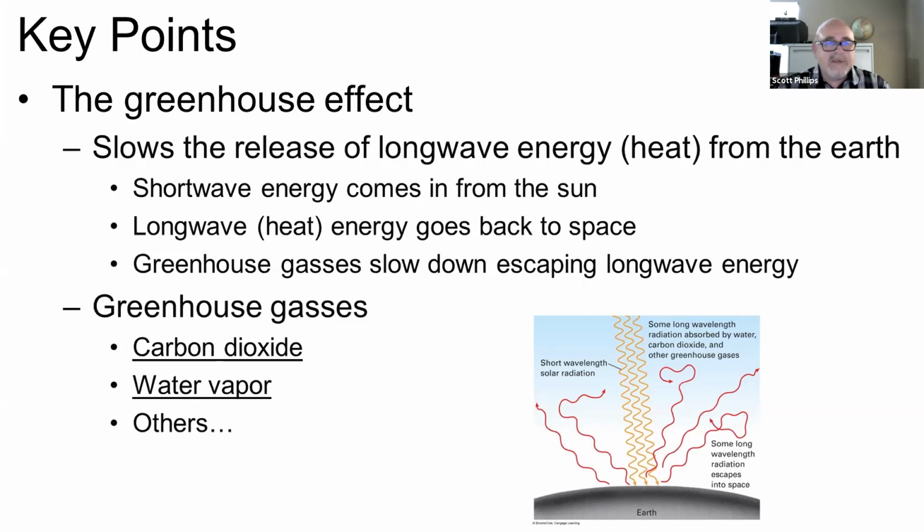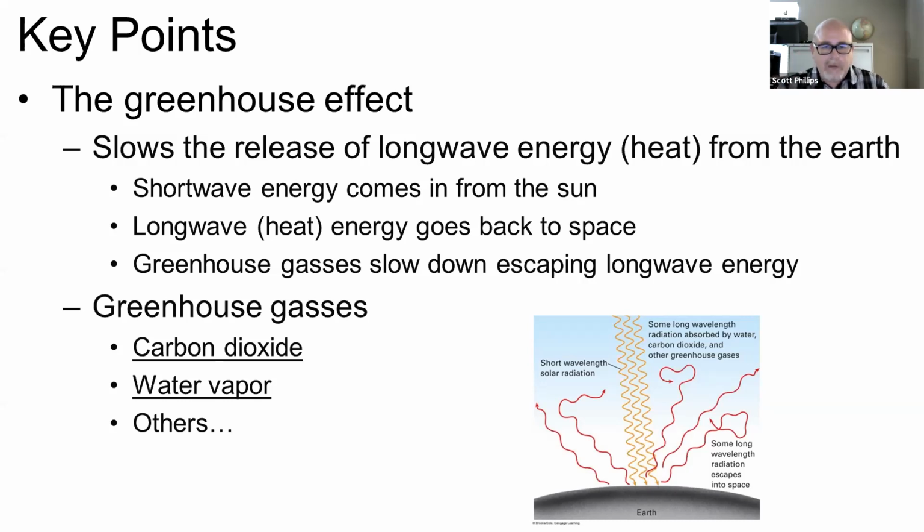So the greenhouse effect slows the release of this longwave energy, the heat being emitted from the Earth. Just to recap, we have shortwave energy coming in from the sun, primarily visible light, that's warming the Earth, and then heat that's escaping back out into space, which is longer wave energy. The greenhouse gases slow down that escaping longwave energy. Now there are a number of greenhouse gases, but I'll focus again on the top two, carbon dioxide and water vapor. Also note that those are the top two variable gases, and they're the top two greenhouse gases.